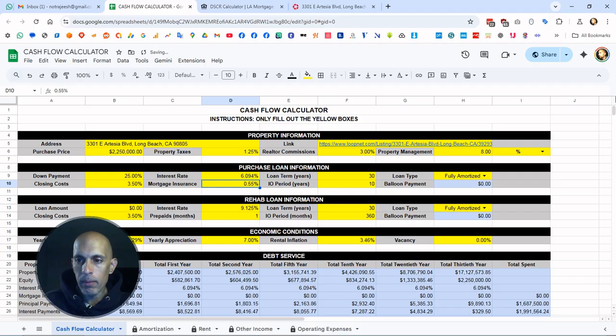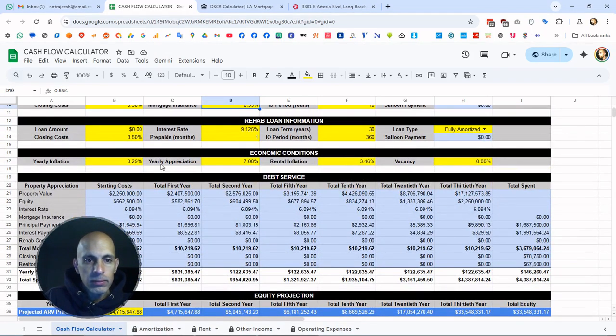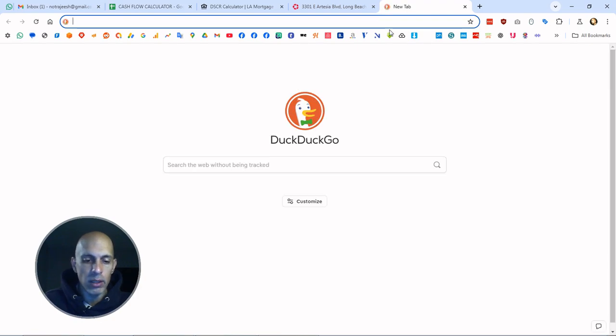6.094. No rehab to any of these units. Now we got to figure out the yearly appreciation and the rental inflation. First, I also want to see yearly inflation over the past 100 years.